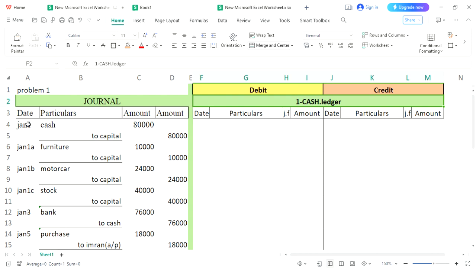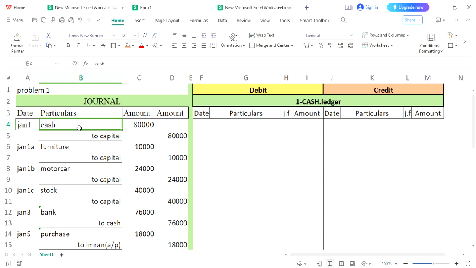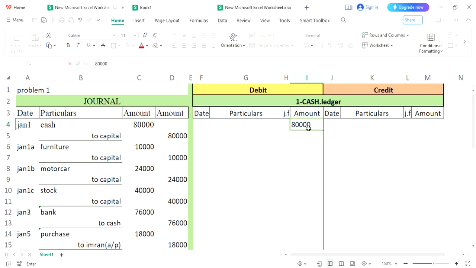It's a matter of good understanding. Very first entry is for January 1 and we are responsible to put date first. Now let's see which ledger we are going to start. This is cash ledger and cash is present in our first entry. You can see there are two elements, cash and capital. But we will be focusing upon the title of the ledger only, and that is cash. Cash is present on debit side. Amount you can see is 80,000. We will choose the debit side and we'll put the amount on debit side.